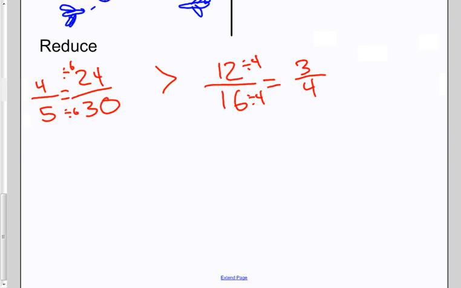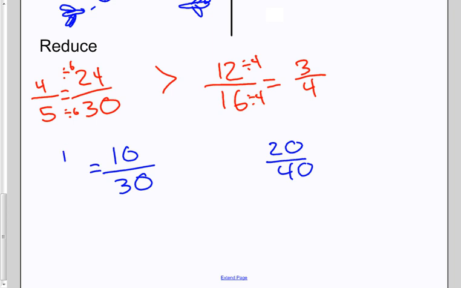Let's try another example where maybe they're not quite so close together. How about 10 over 30? And we will compare that to, how about 20 over 40? All right, so greatest common factor is 10. So we're going to divide by 10 is 1, divide by 10 is 3. Over here we're going to divide by 20. So 20 divided by 20 is 1, and 40 divided by 20 is 2.